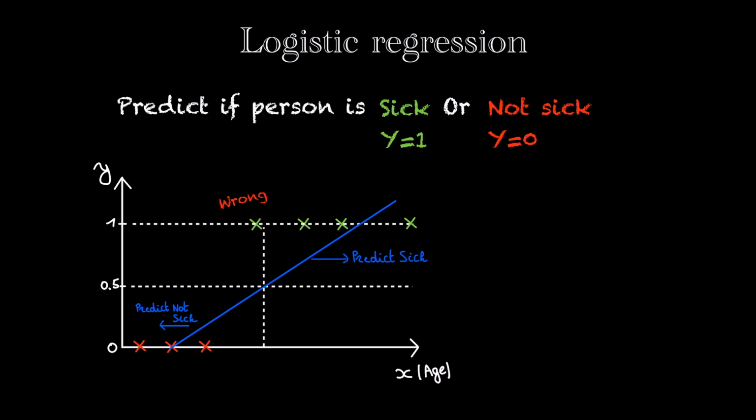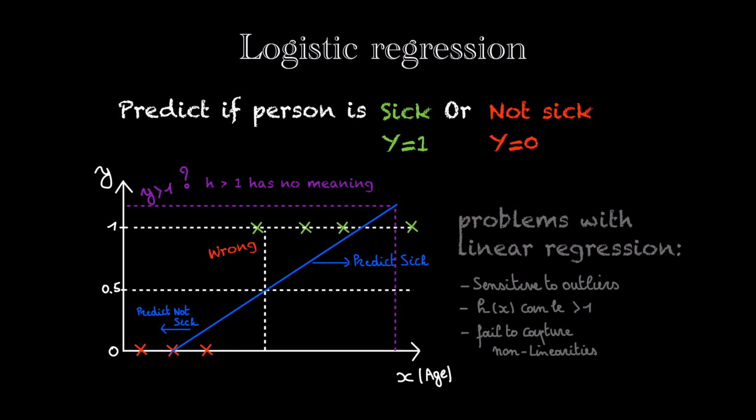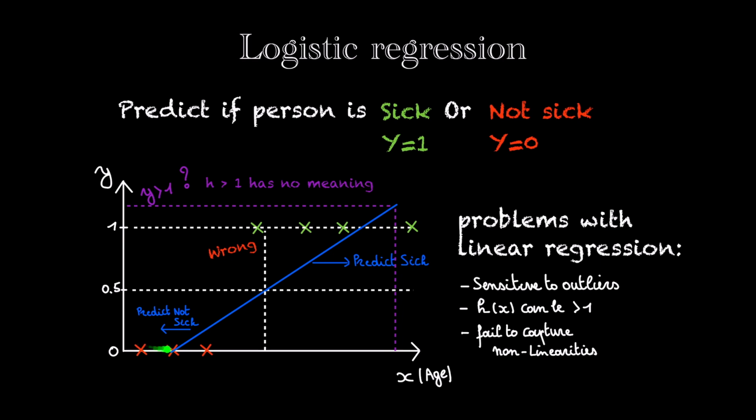Another problem with linear regression in classification tasks is that our prediction can be greater than 1, which makes it difficult to interpret. What does it mean if we get a hypothesis of 1.4 if we only have two possible classes, namely 0 and 1? And finally, linear regression assumes a linear relationship between the input features and the output, and it may fail to capture the nonlinear relationships inherent in many classification tasks, as we will see later.